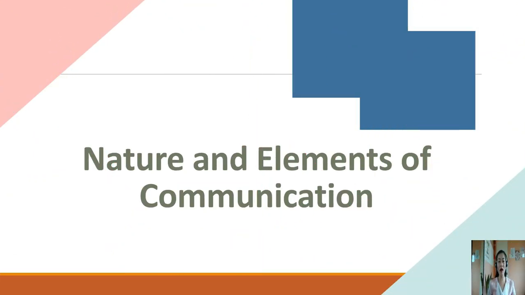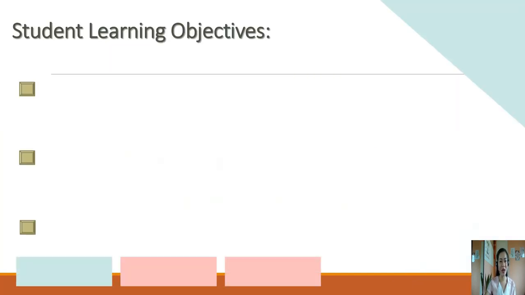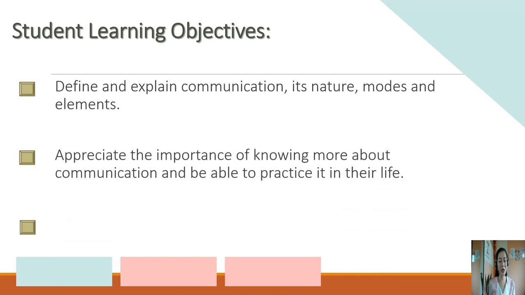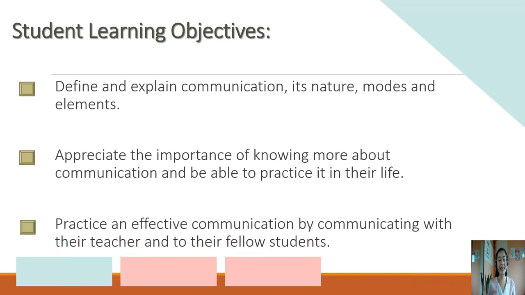Now in this video, we are going to talk about our first lesson, which is the nature and elements of communication. But before I formally start, let me share our learning objectives for this lesson. First, define and explain communication, its nature, modes, and elements. Next, appreciate the importance of knowing more about communication and be able to practice it in their life. Lastly, practice effective communication by communicating with their teacher and their fellow students.